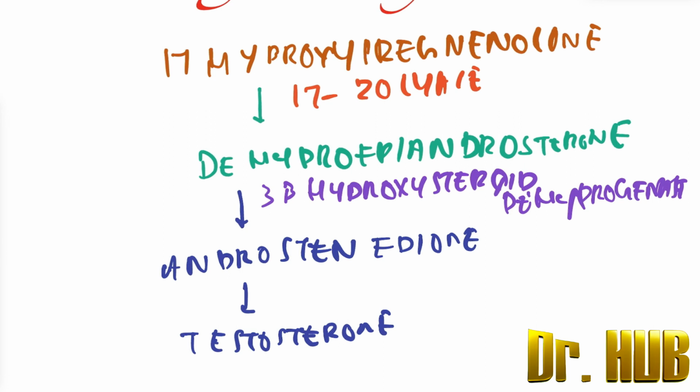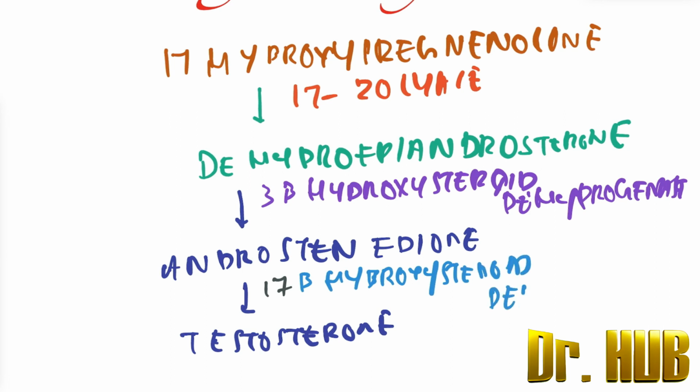Next is the androstenedione to the testosterone. There is the presence of the 17 beta hydroxysteroid dehydrogenase. So androstenedione is converted to the testosterone in presence of the 17 beta hydroxysteroid dehydrogenase.